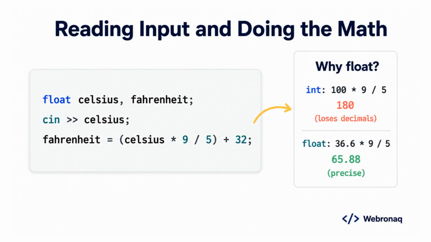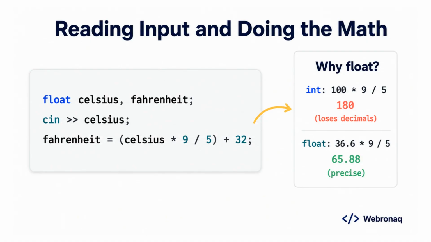Now look at these three lines. This is where the actual work happens. First, we declare Celsius and Fahrenheit as float. Float means a number that can hold decimals, like 36.6 or 98.4. And this is the key decision in the whole program. If you had declared these as int, you would only get whole numbers, and the math would break.